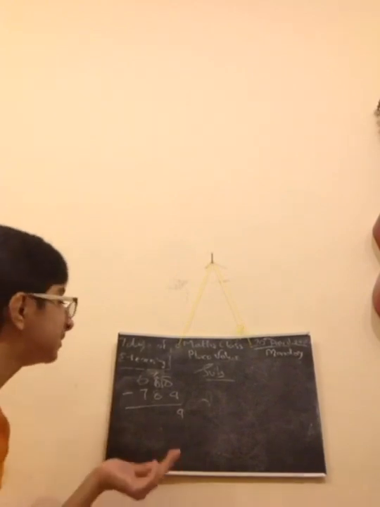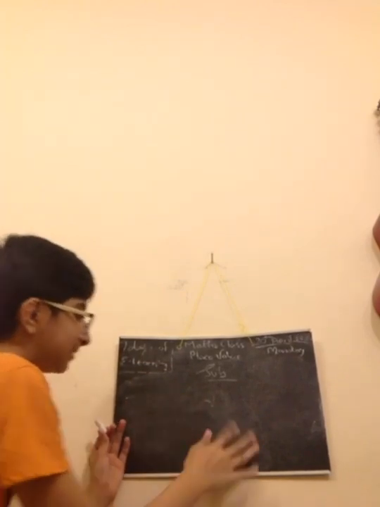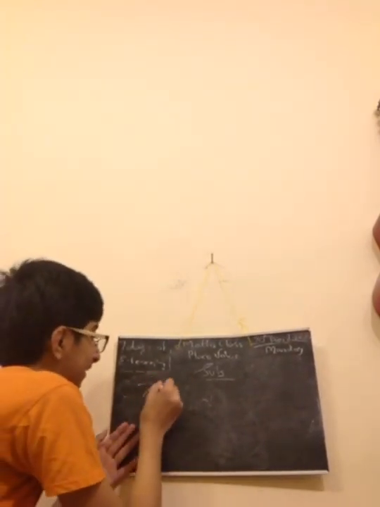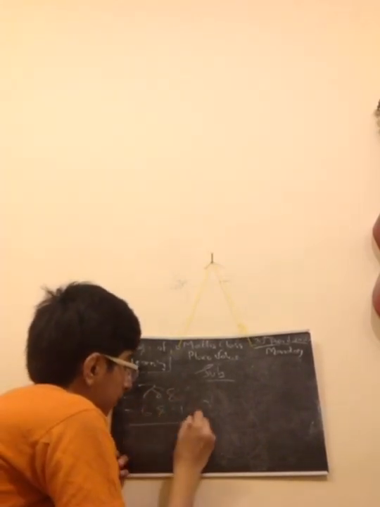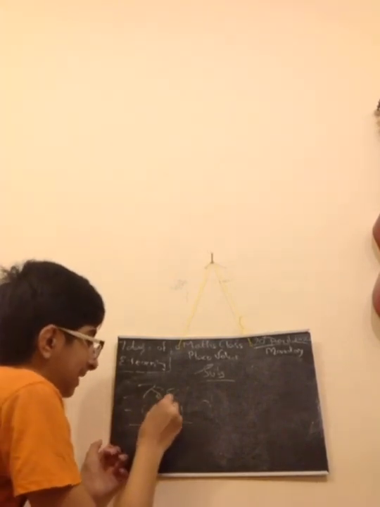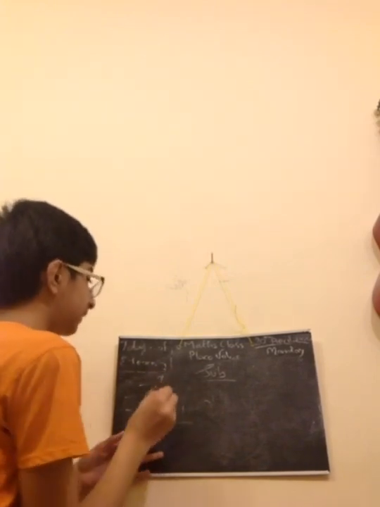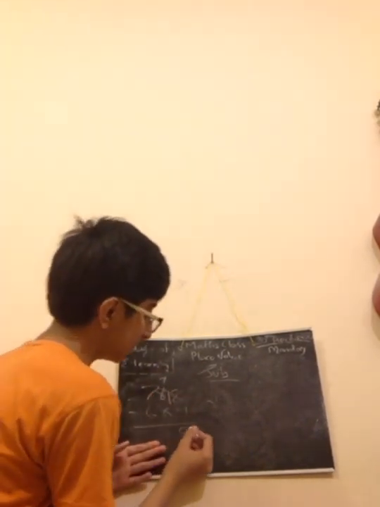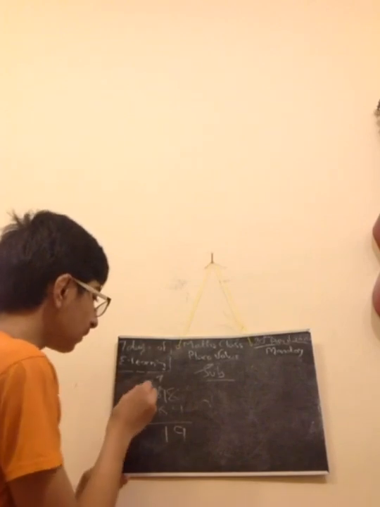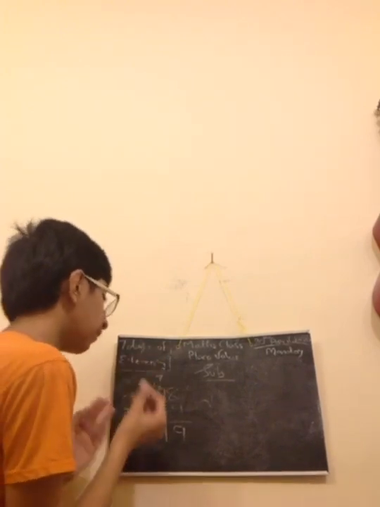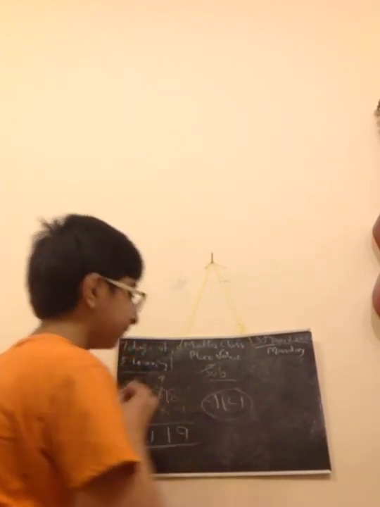Now 7 again needs some money. Oh no, a big blunder. 788 minus 689. Now let's make it 6. Now let's do that again, and this changes to 18, and 18 minus 9 is 9, and the 7 minus 6 is equal to 1, whereas this 7 minus 6 is also 1. So this will equal to 119.